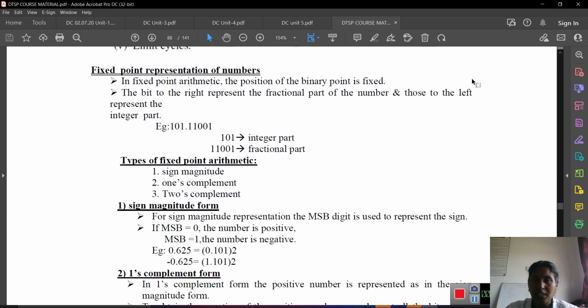In fixed point arithmetic, the position of the binary point is fixed. The bits to the right represent the fractional part of the number and those to the left represent the integer part. For example, 101.11001 means 101 is the integer part, and after the point is the fractional part, that is 11001.